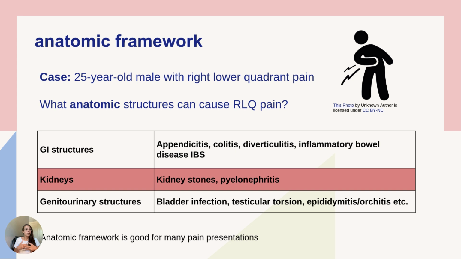So I like to think of the GI structures, right? For sure, could it be the appendix, the colon? It could be diverticulitis, inflammatory bowel disease, IBS. And kidney structures, could it be kidney stones, pyelonephritis, so that region? And then lastly, genitourinary structures. Could it be a bladder infection? Could it be a testicular torsion, epididymitis, orchitis, etc.? So again, if I were to kind of wing it, I might actually not think of testicular torsion if I'm kind of honing in on, oh, it's the appendix in the right lower quadrant. So again, having a framework helps tailor what you're now going to assess on your history and physical exam.